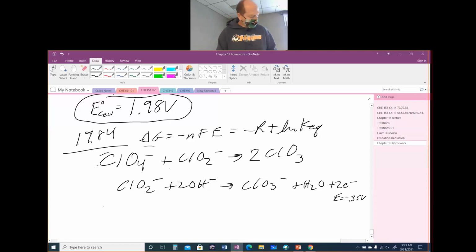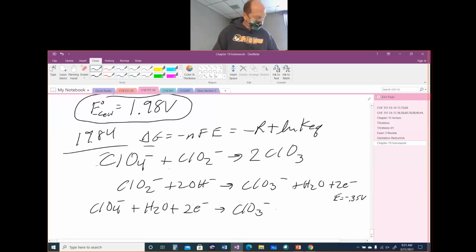All right, the ClO4 minus plus H2O plus 2 electrons in appendix I yields ClO3 minus plus 2 OH minus. And the E value for this one, that one's written right off of the chart, is 0.17 volts.